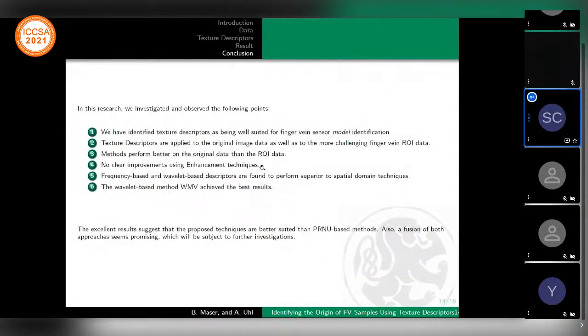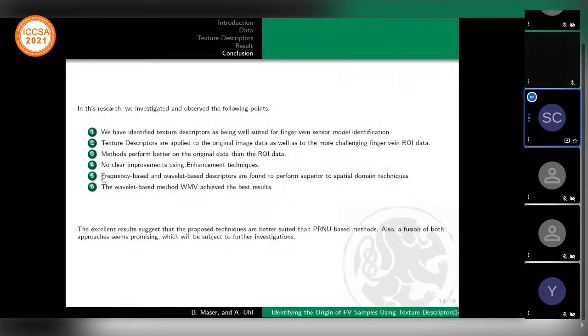So in this research, we investigated and observed the following points. First, the texture descriptors are well suited for finger vein sensor model identification in case of finger vein images. Then the texture descriptors were applied to the regular images as well as to the more challenging finger vein region of interest data. And like expected, the methods perform better on the original data than the ROI data because it's easier. And the enhancement techniques mostly improved results, but not everywhere, so no clear improvements.